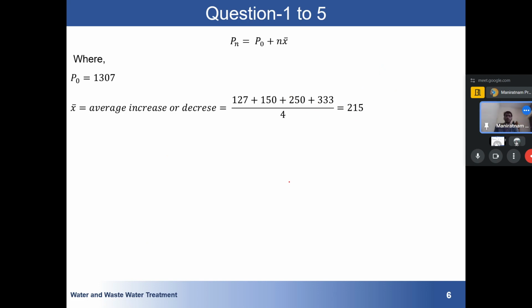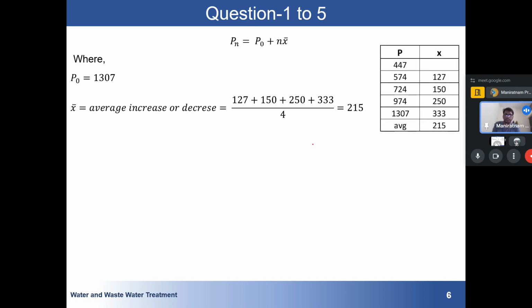Okay, so we already know that Pn, that is the population after n decades, is equal to the last known population plus the number of decades, meaning after how many decades I want to find the population of that area, into the average increase. So how have I calculated x average?